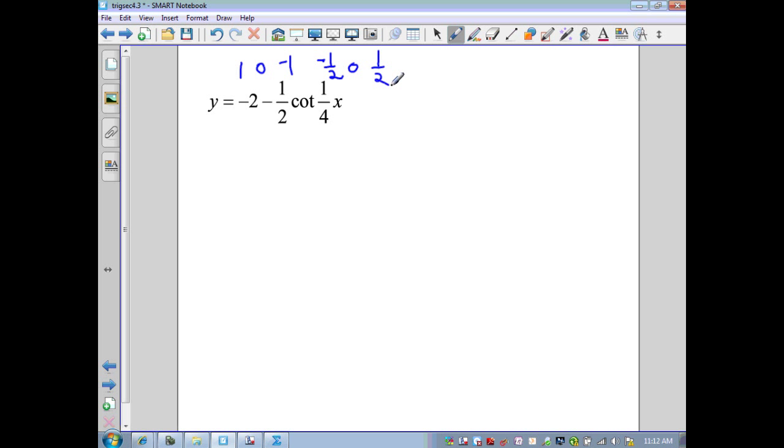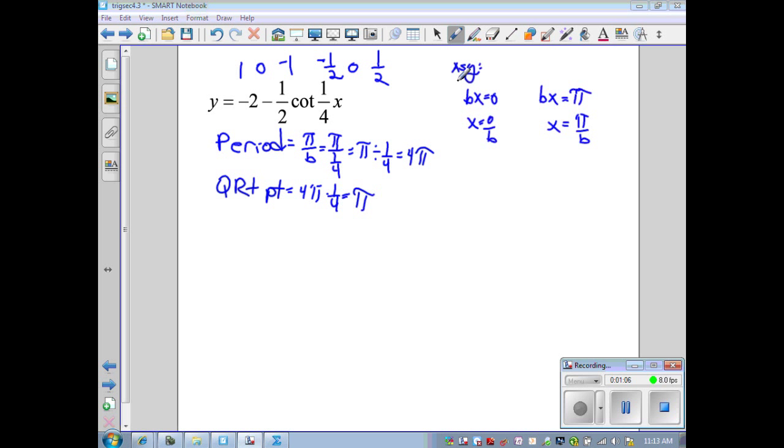Then we continue with the problem as usual by finding the period. So here, the period is going to be pi over b, which is pi over 1/4, which equals pi divided by 1/4. Then we invert and multiply, which gives me 4 pi. Then we find the quarter point as usual by multiplying the period by 1/4, which gives me pi.